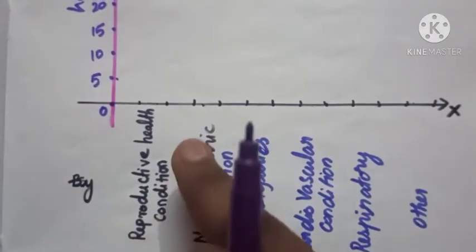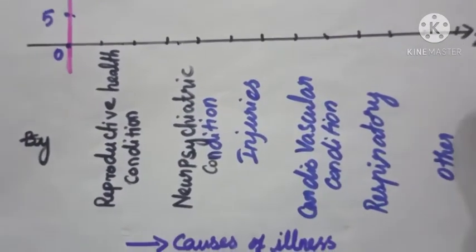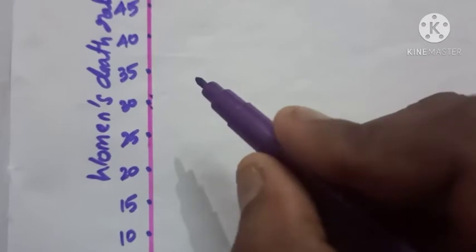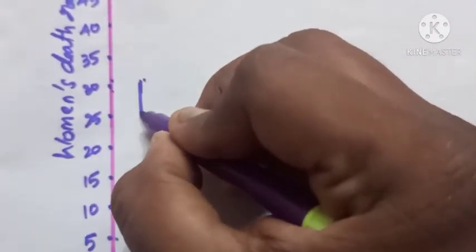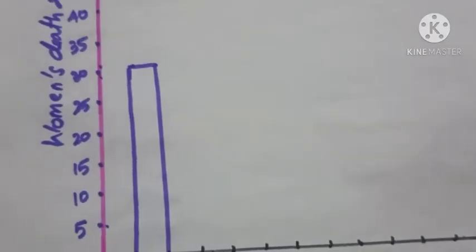Now we need to look at the reproductive health condition. What is the death rate? The death rate is 31.8 percentage. So here we need to see where 31 is. Here 30 is there, so 31 is approximately here. I just have to draw the line from here, like this. I draw this bar for the reproductive health condition.